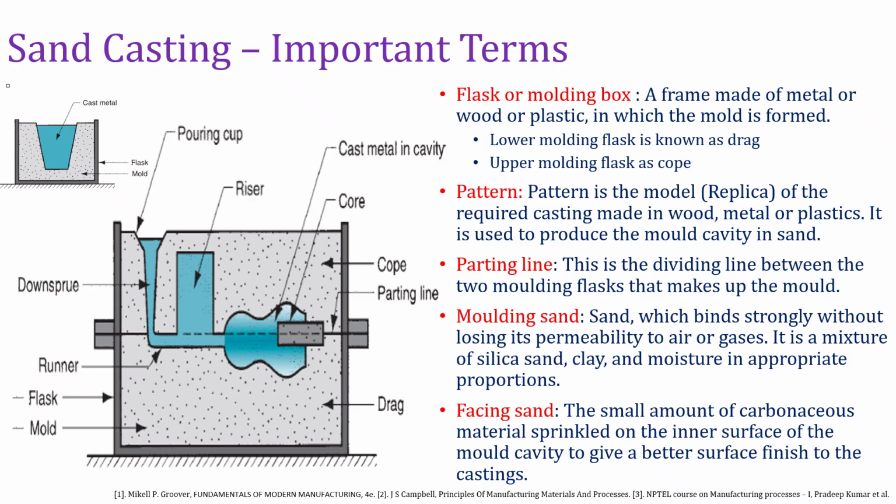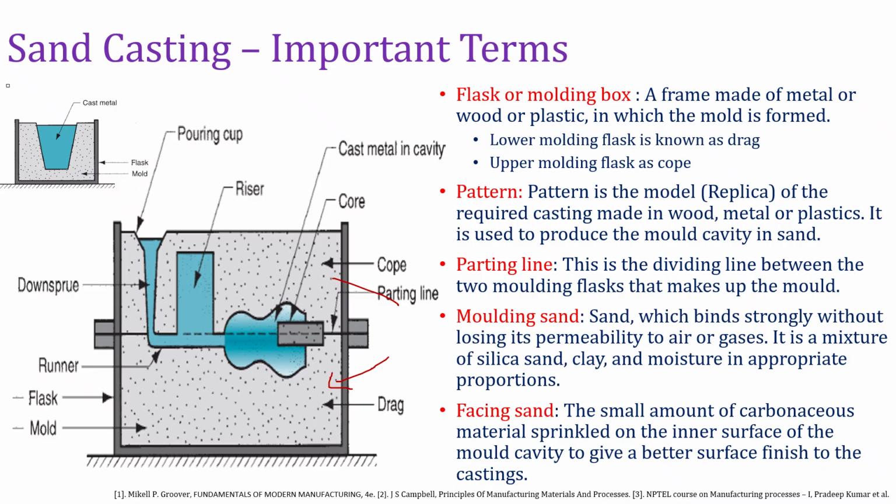The first term is flask or molding box. It is the frame that holds the molding sand during the molding preparation. The lower portion of a flask is called a drag, right? So this is going to be the lower portion and this is going to be the upper portion. That upper portion is going to be called a cope.